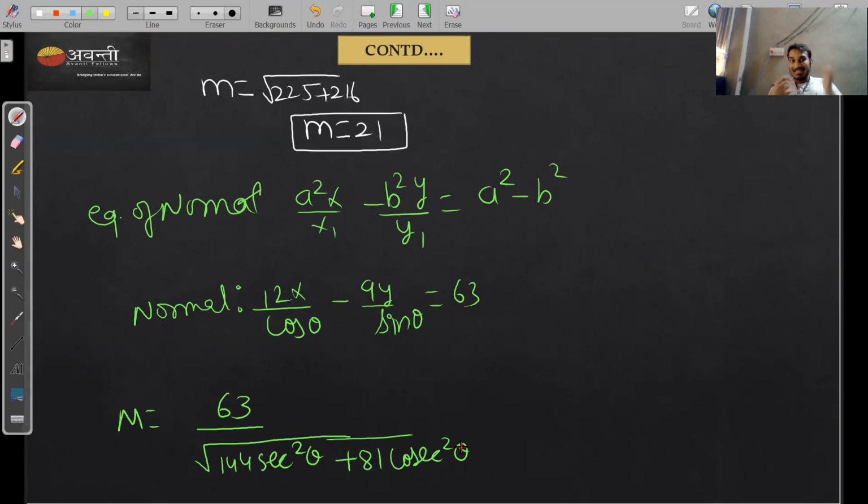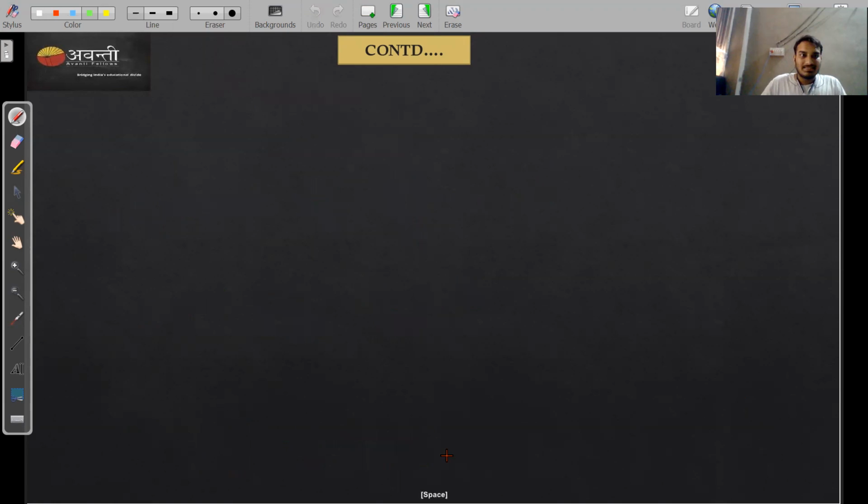Now the same thing happened. We have to find the maximum value of capital M. For the maximum value of capital M, the denominator has to be minimum. Yes or no? My denominator has to be minimum, and just now we have derived what the minimum value is. So this capital M.